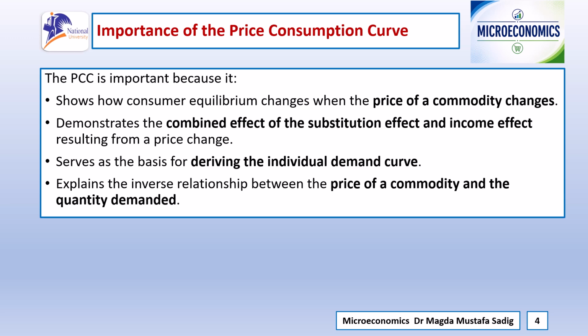Okay, no problem. So each tangency represents a new consumer equilibrium. When we connect all these equilibrium points together, we obtain the price consumption curve. Notice that nothing changes except the price of one commodity. This is very important because it allows us to isolate the effect of the price on consumer choice.